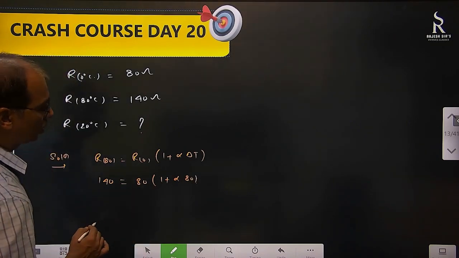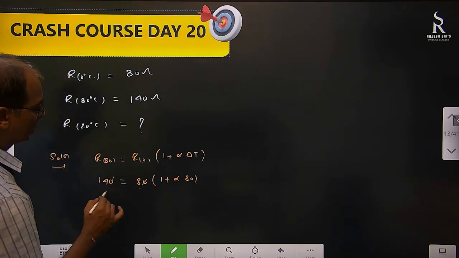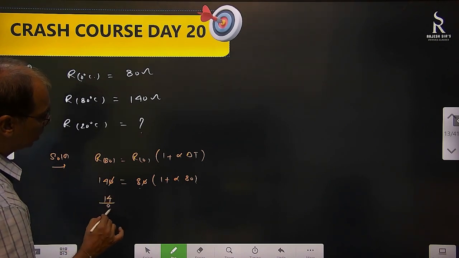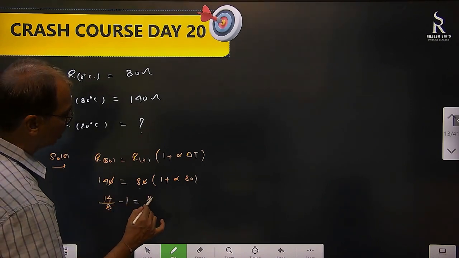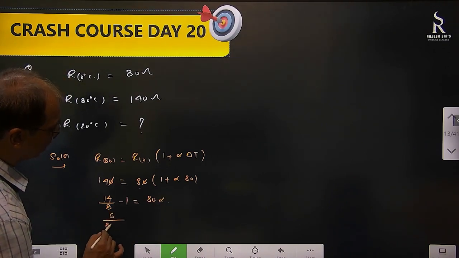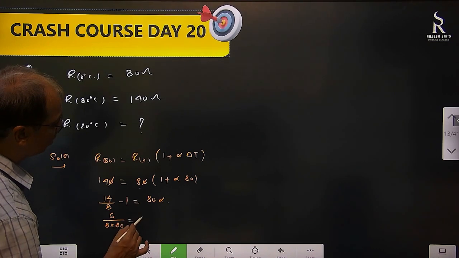So this is cancelled here, 14 by 8. 14 by 8 minus 1 equals 80 alpha. So this is 6 by 8, 6 by 8 into 8. That will be the alpha value.